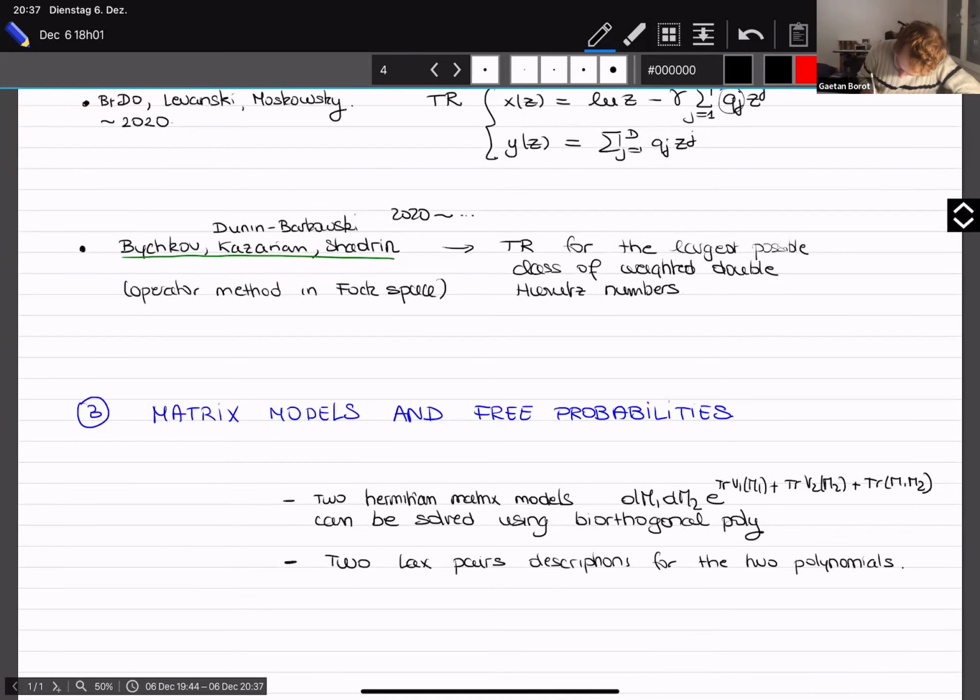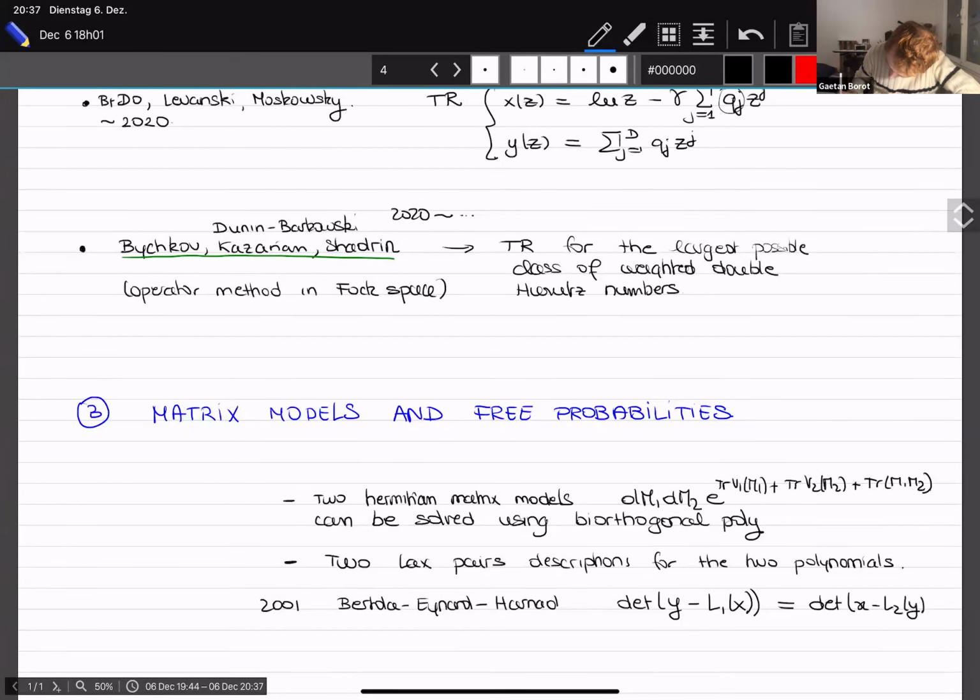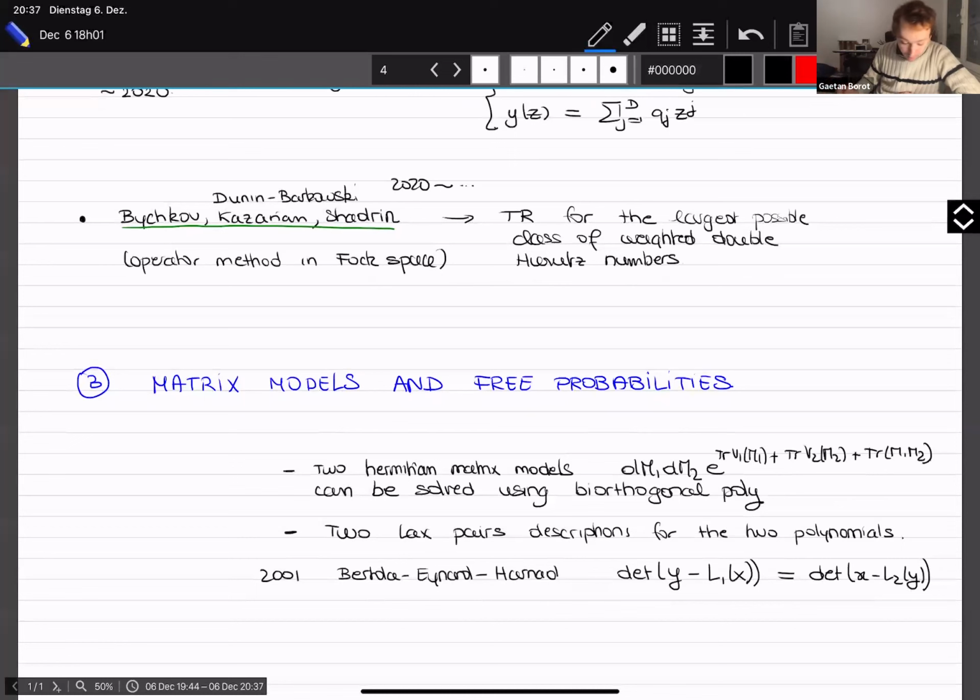And in 2001, Marco, Bertrand, and John made the observation that the spectral curves of these Lax pairs, so I call them L1 and L2, were dual, I mean, were essentially the same. Also, the Lax pairs have different size. They're quite different, L1 and L2 as operators, but the spectral curve is the same.